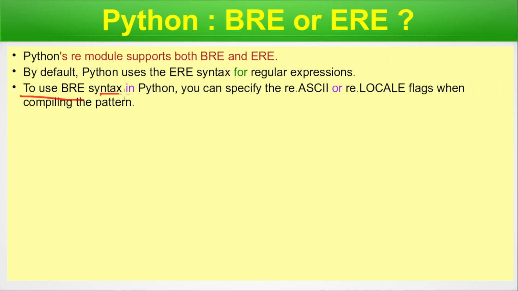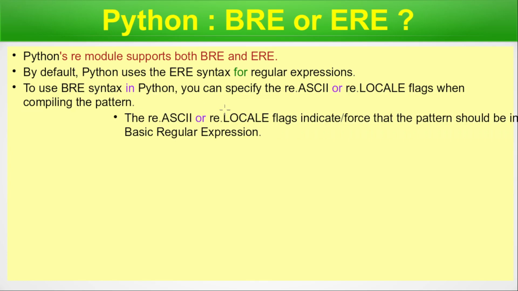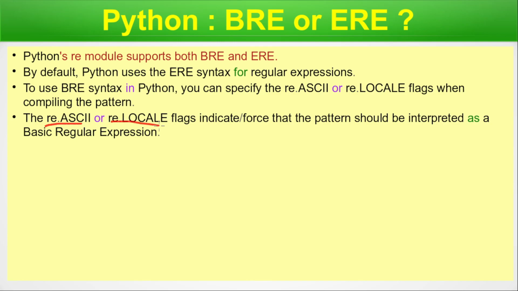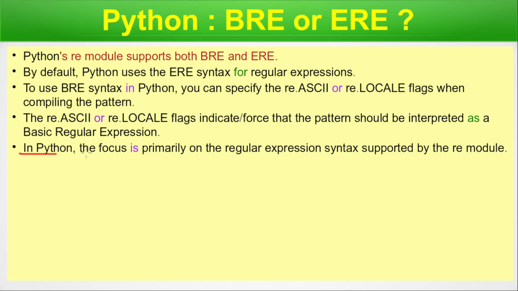To use BRE syntax in Python, you can specify re.ASCII or re.LOCALE flags when compiling the pattern. So these are two flags that can be used to access the BRE, because by default Python is using ERE. The re.ASCII or re.LOCALE flags indicate that the pattern should be interpreted as a basic regular expression, that is BRE. In Python, the focus is primarily on the regular expression syntax supported by the re module.